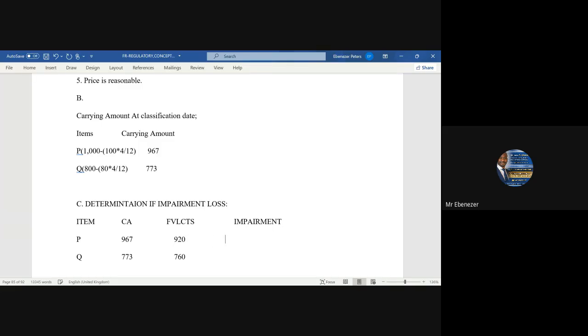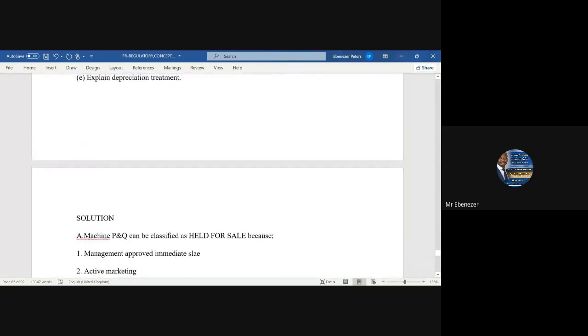Morning, is there any impairment? Yes. Okay. So what's the impairment? I'm listening to you. I asked if there is impairment. I say yes, because the carrying amount is higher than the fair value less cost to sell. So because of that, there is impairment. So, thank you. What's the D?